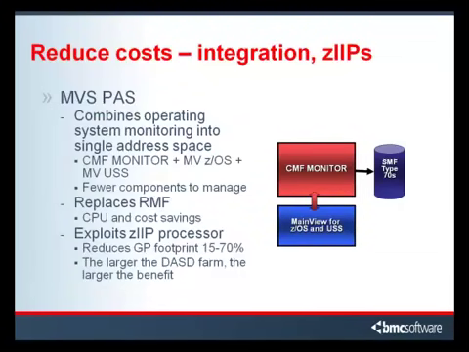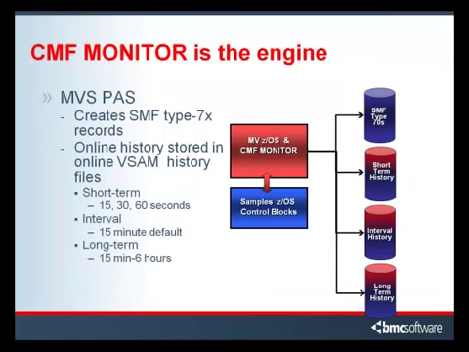MainView for z/OS and CMF Monitor also exploit the zIIP processor specialty engine and can reduce the general processor footprint by anywhere from 15 to 70%. In fact, the larger the DASD farm you have, the larger the benefit. This is because CMF Monitor is the underlying data collection engine that supplies z/OS monitoring data to MainView for z/OS. But it can also create SMF type 70 through 79 records, replacing the need for IBM's RMF Monitor for both online and batch reporting purposes.